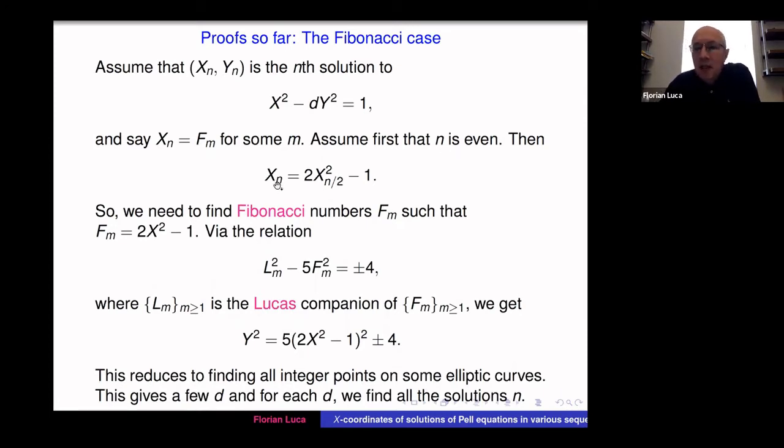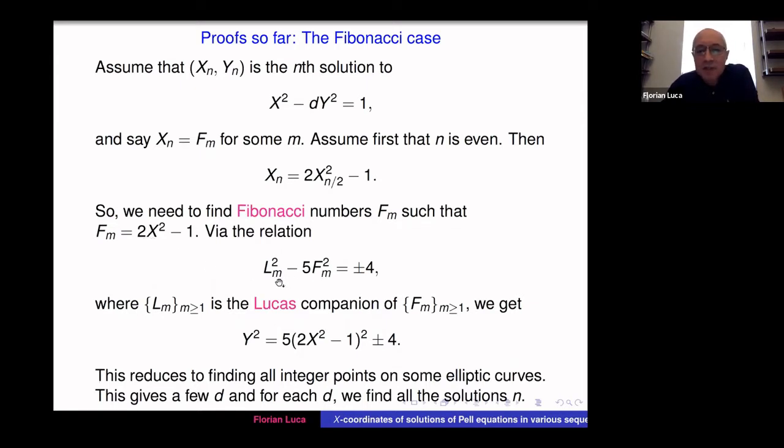Here is an identity. The nth coordinate can be expressed as a quadratic polynomial in terms of the coordinate at level n over 2, assuming that n over 2 is an integer. So meaning if n is even, then x sub n has this formula. So suppose that x sub n is a Fibonacci number. This means that I have to find Fibonacci numbers, for some even index, which are representable by this polynomial. Namely, that Fibonacci number is of the form 2x squared minus 1 for some integer.